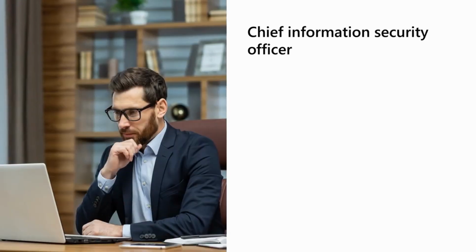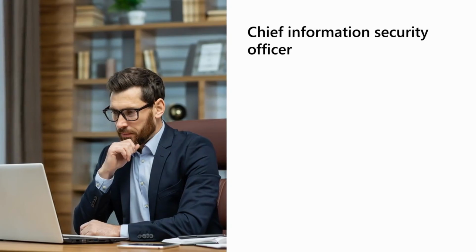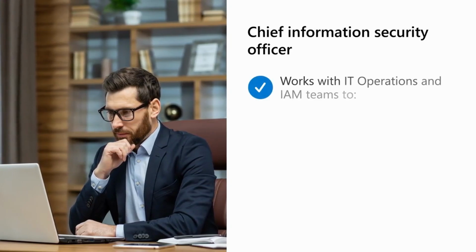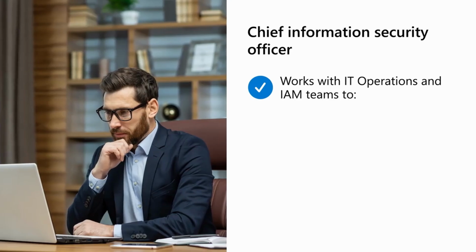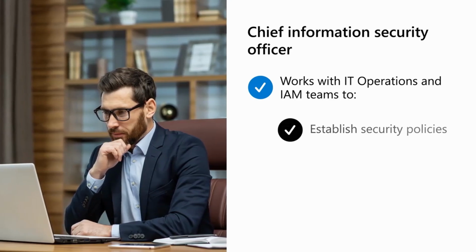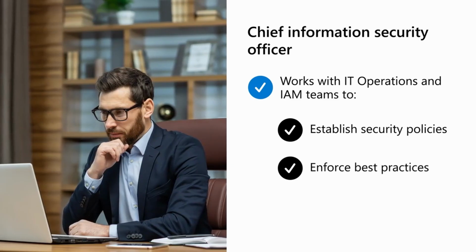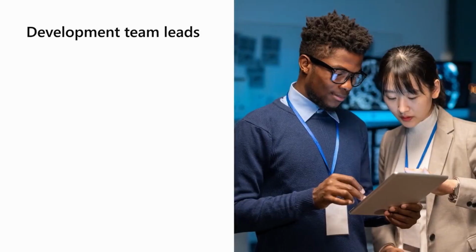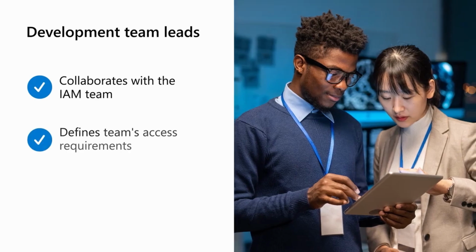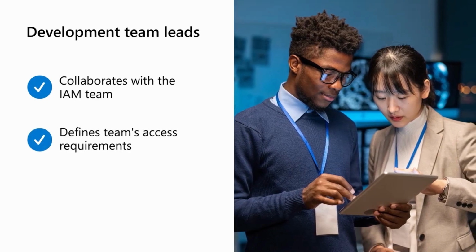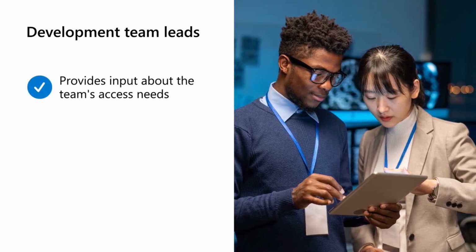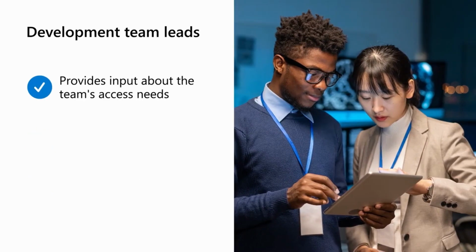The Chief Information Security Officer, also called CISO, plays a crucial role in ensuring data and resource security, working closely with the IT operations and IAM teams to establish security policies, enforce best practices, and mitigate security threats. Development team leads collaborate with the IAM team to define access requirements for their respective teams, ensuring smooth development workflows. They provide input about their team members' specific access needs.